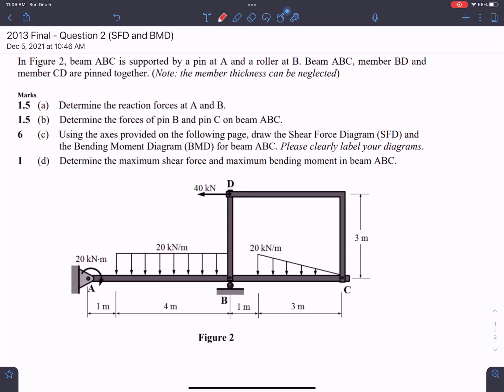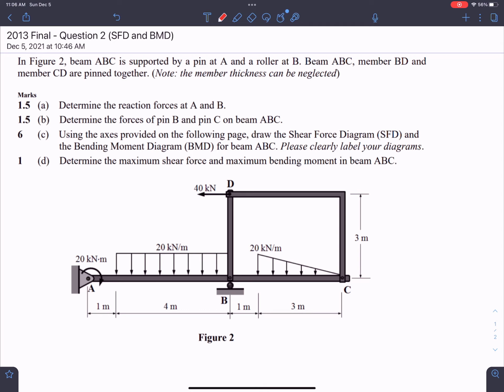Alright, so if we're to look at this question, it says, in figure 2, beam ABC is supported by a pin at A and a roller at B. Beam ABC, member BD, and member CD are pinned together. So basically hinges. And then of course it says, note that the member thickness can be neglected.